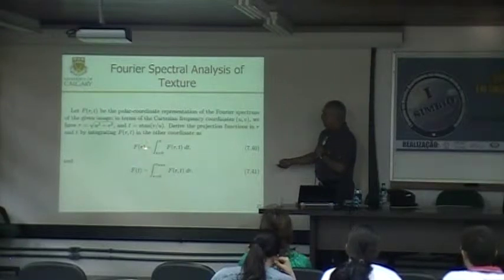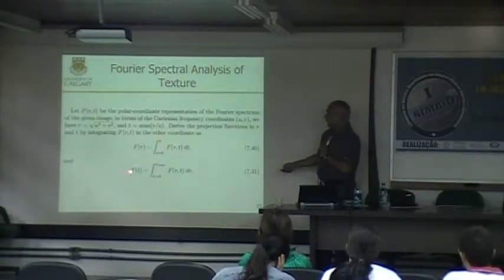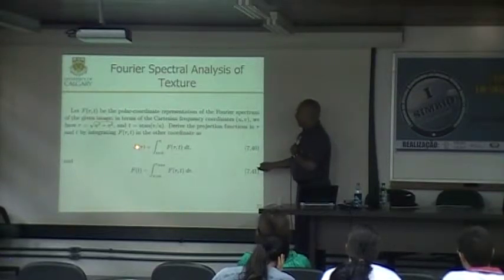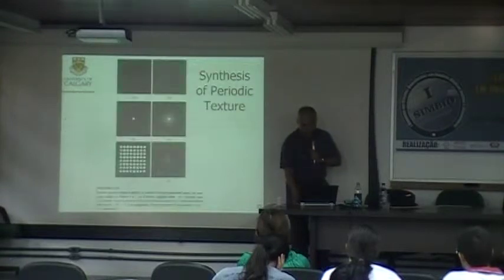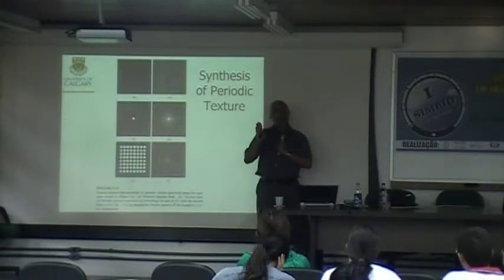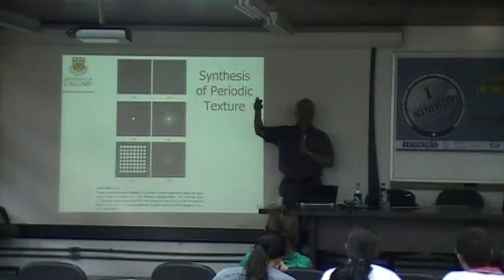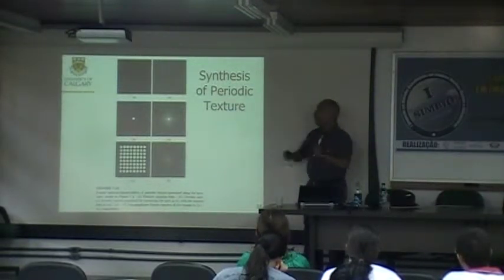And then we can get F(r) as the integral in the theta direction, F(theta) as the integral in the r direction. We can convert the two-dimensional Fourier transform into two functions, one for radial frequency, one for angle. Now we can separate the analysis into radial frequency and angle. How does the texture vary with angle?